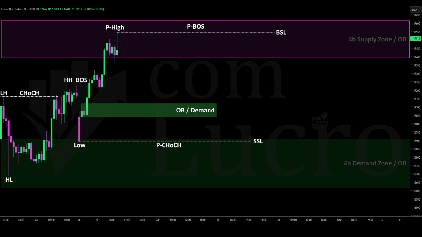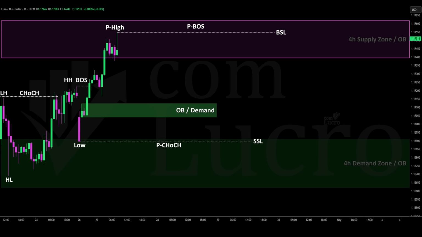One important point to understand at this stage is that price has now reached the 4-hour supply zone. From this moment forward, it is no longer ideal to continue looking for long positions, because the market is now trading inside a higher time frame area where selling pressure carries significantly more weight.